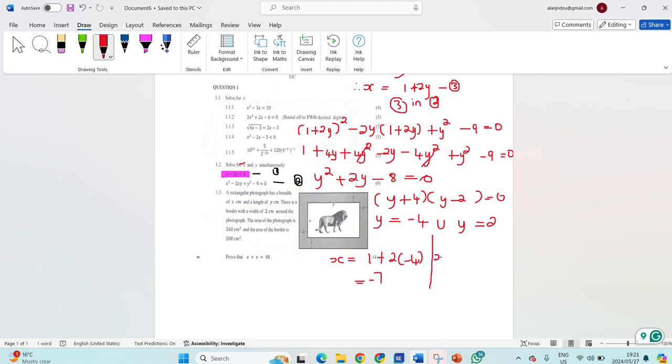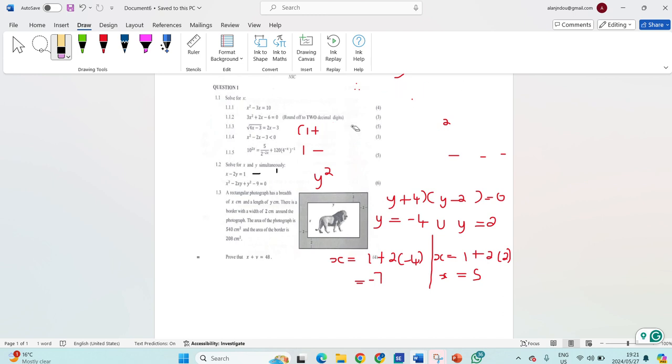Now what about when y is 2? Well, when y is 2, the value of x will be 1 plus 2 multiplied by 2. And the answer there is 5. This means that x is equal to 5. So when x is 5, the value of y is equal to 2. And this is how we can solve this simultaneous equation. So this was 6 marks. Yeah, so this is how it was supposed to be done.